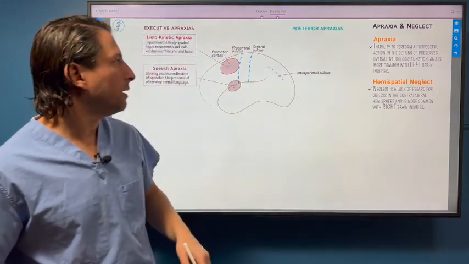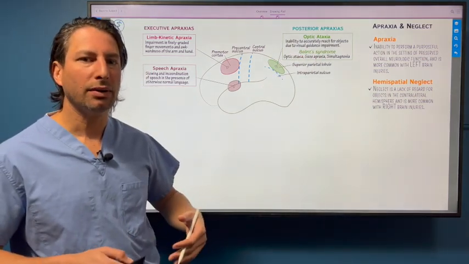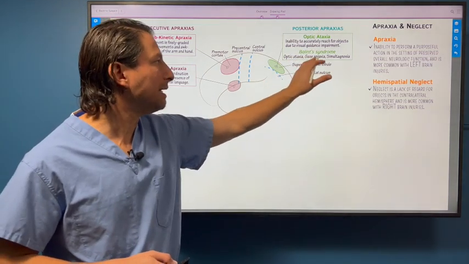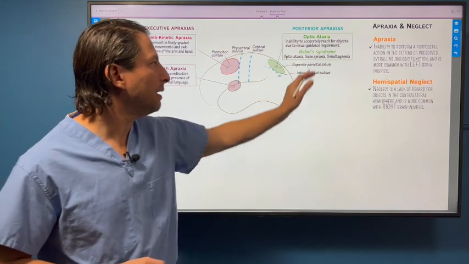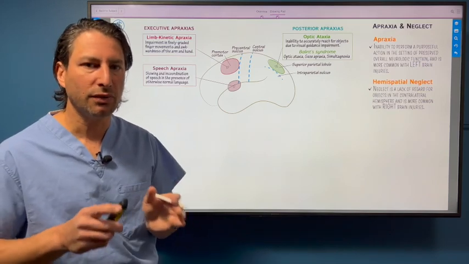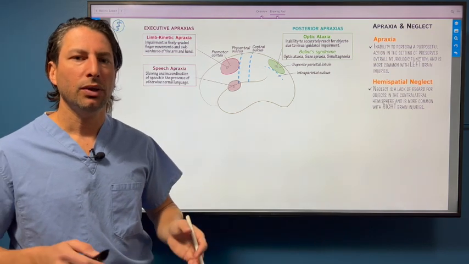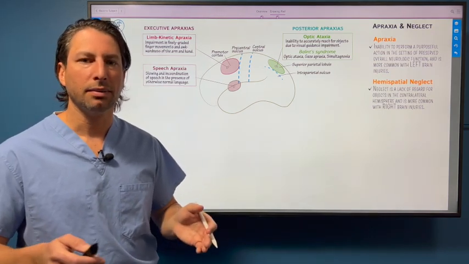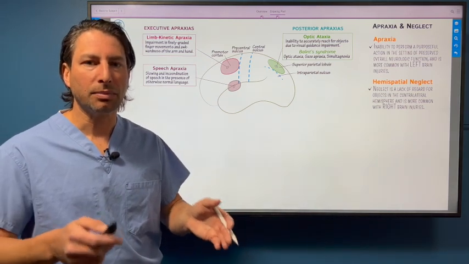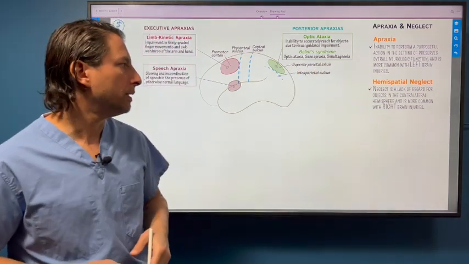Posterior apraxias. First, optic ataxia. This is an inability to reach out to objects that are able to be visualized. This is part of Balint's syndrome, which has optic ataxia, gaze apraxia, which is an inability to visually shift to different objects, and then simultagnosia. And the easiest way to think of simultagnosia is you can feel when someone touches you on either side of the body, but if they touch you at the same time on both sides, you're unable to perceive one side or the other. And think of this as a superior parietal lobule injury.